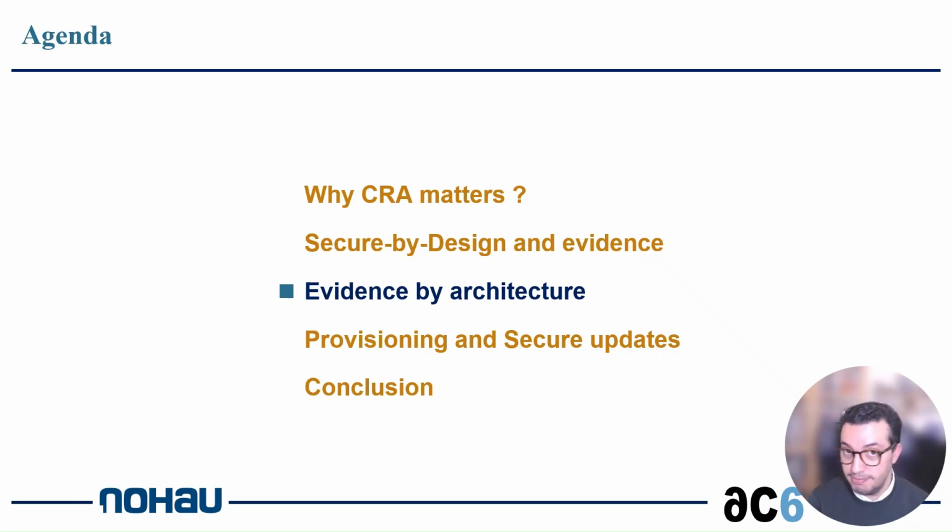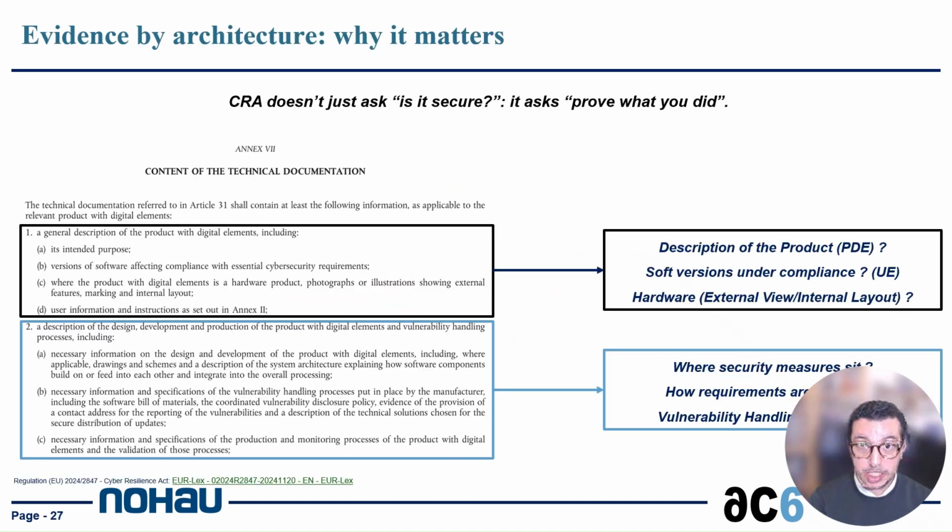So the CRA has a second major pillar, which is just as important as the technical work itself. We must prove what we did. The CRA does not only ask, is your product secure? It asks, show me the evidence that demonstrates how you achieve security and how you maintain it. And this is where evidence by architecture comes in.